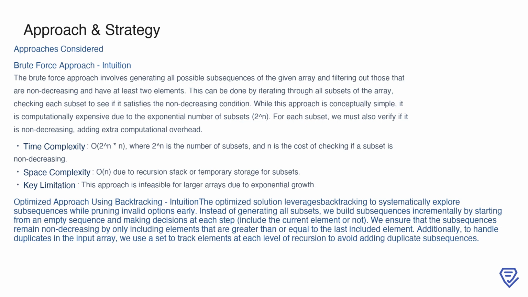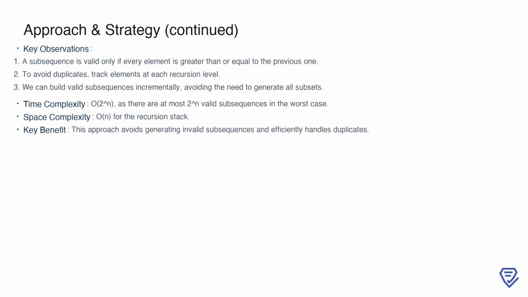Ultimately, we chose the optimized backtracking with hash-based deduplication as our strategy. It offers a clear and intuitive way to incrementally build valid subsequences while efficiently avoiding duplicates. By combining pruning techniques and localized deduplication, this approach minimizes unnecessary computations and memory usage, making it the most balanced solution for the problem. The algorithm follows a systematic backtracking process.